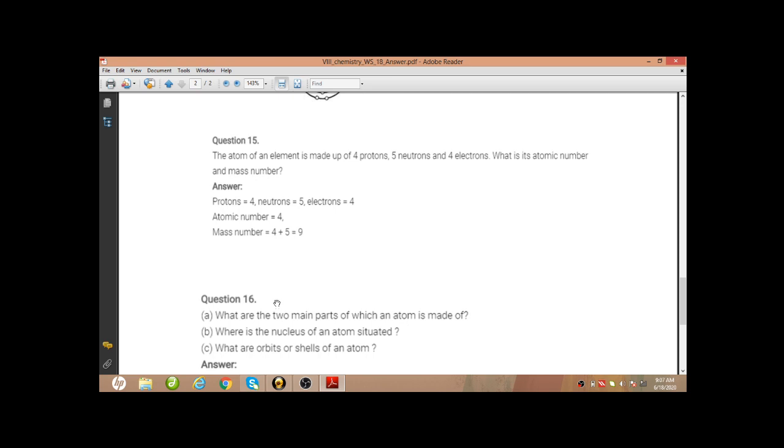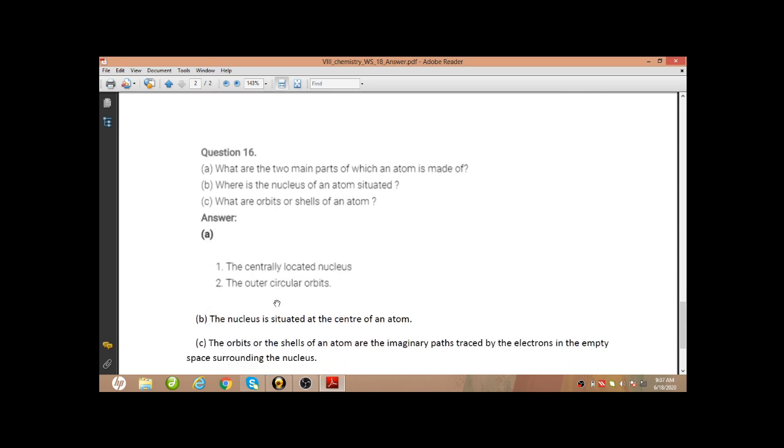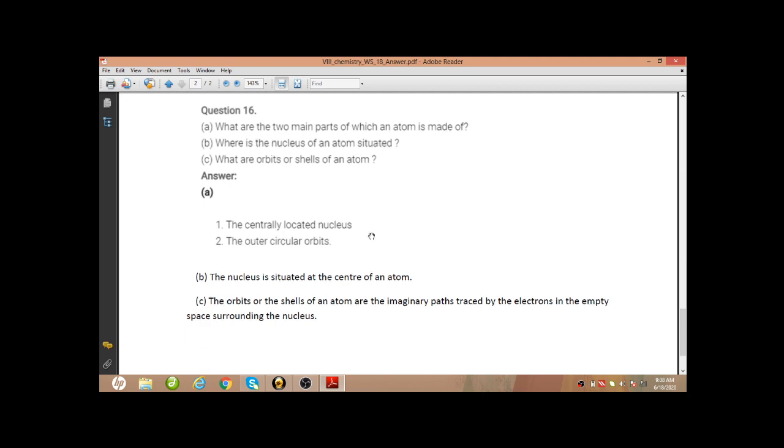Next, question number 16. What are the two main parts of which an atom is made? The two main parts of an atom are the centrally located nucleus and the outer circular orbits. These two parts are there. Where is the nucleus of an atom situated? It's situated at the center of an atom. We know that the nucleus is situated at the center of an atom.